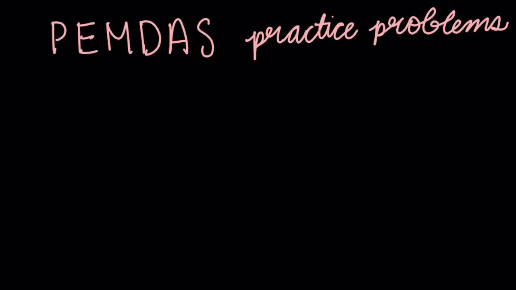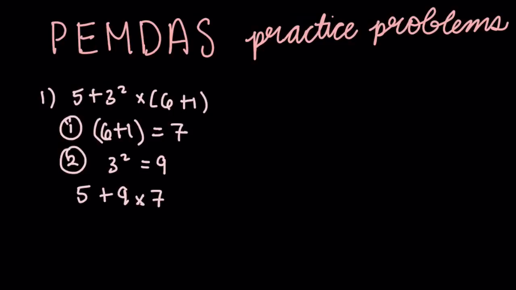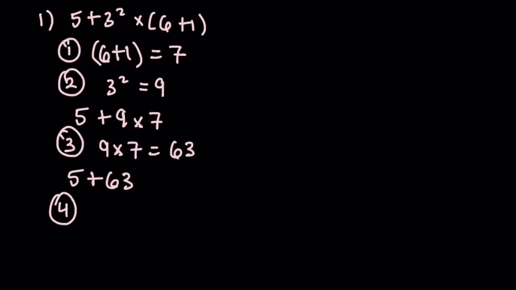The first problem that we will try to do is 5 plus 3 squared times the quantity of 6 plus 1. The first step that we would do here is the expression inside parentheses. So you would first do 6 plus 1, which equals 7. The next operation that you would do is the exponent, where you have 3 squared. This equals 9. Now let's rewrite this expression as 5 plus 9 times 7. Now, since you have multiplication and addition, you would first do multiplication. You would do 9 times 7, which equals 63, and then add it to 5 to get 68.